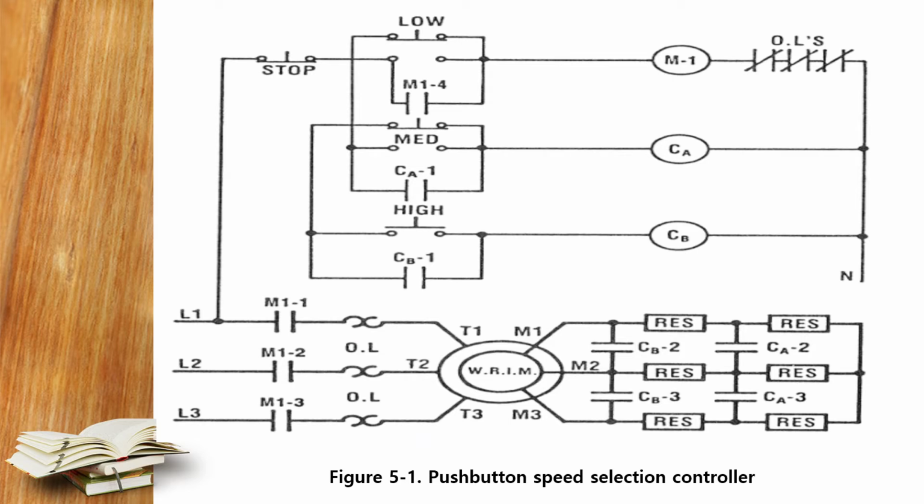Now let us talk about the construction of the circuit. We have a stop push button to stop the whole process, and we have 3 start push buttons, one of them for low speed mode, another for medium speed, and the last one for high speed. We have 3 contactors, or 2 contactors actually, CA and CB for acceleration, and we have the M starter, which is provided with overload for protection.